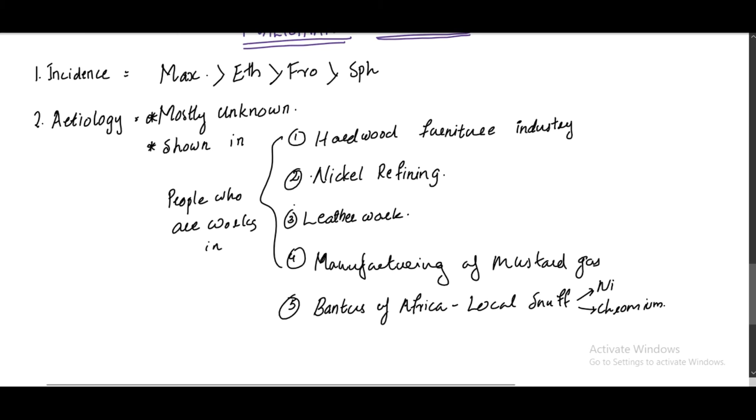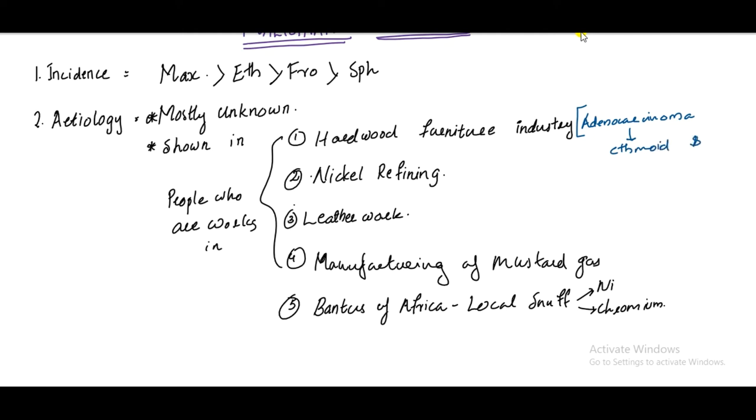In bandits of Africa, the most common site of these tumors is the maxillary sinus. So maxillary sinus carcinoma is most commonly seen in bandits of Africa, and it is due to the use of the local snuff, which contains nickel and chromium.